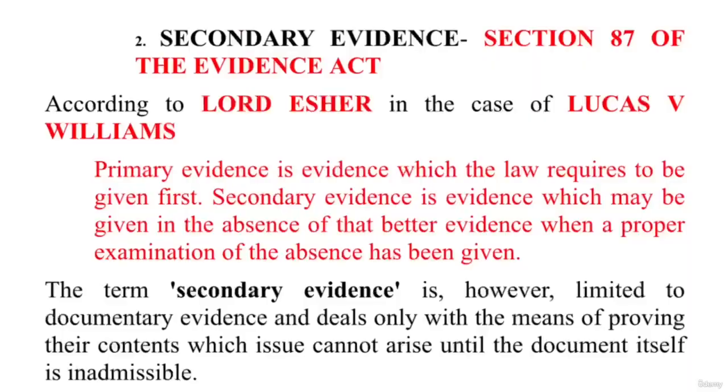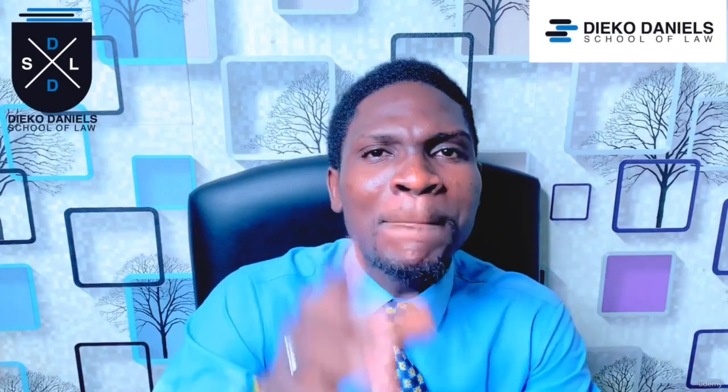Now, if you look at the case of Lucas versus Esher, where the court was trying to tell us what exactly secondary evidence is, it stated that primary evidence is evidence which the law requires to be given first. Secondary evidence is evidence which may be given in the absence of that better evidence when a proper examination of the absence has been given. So you see that. Now let me take you back to the mock trial I was talking about.